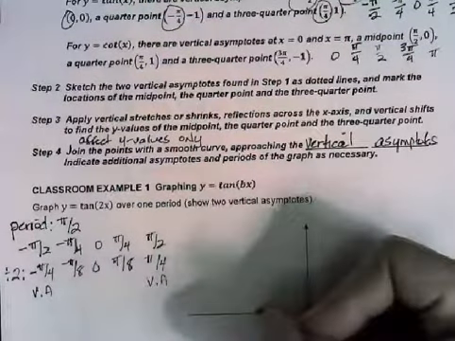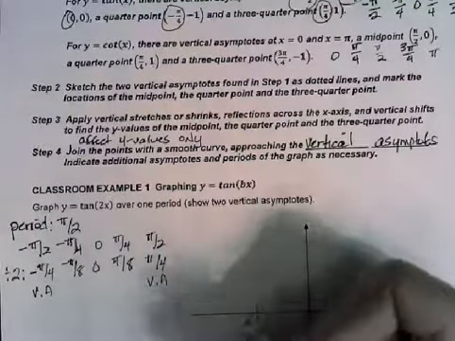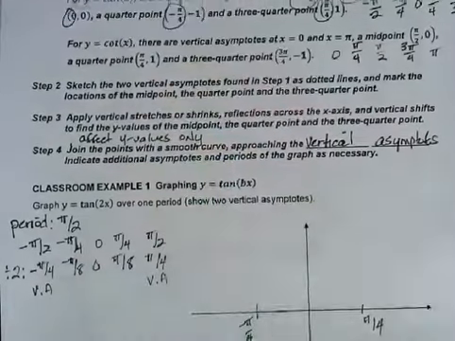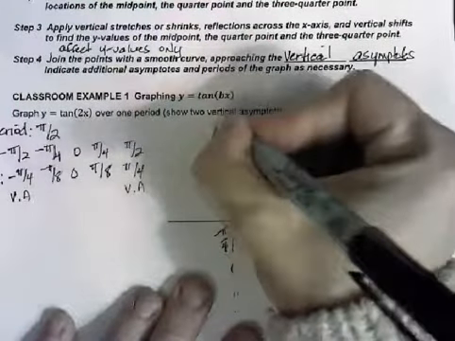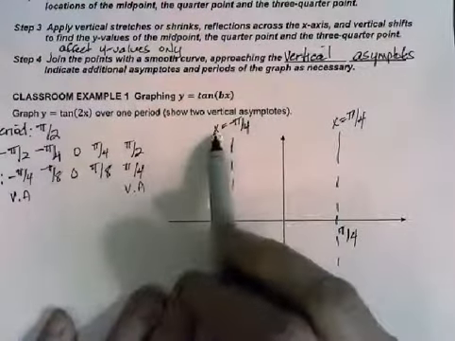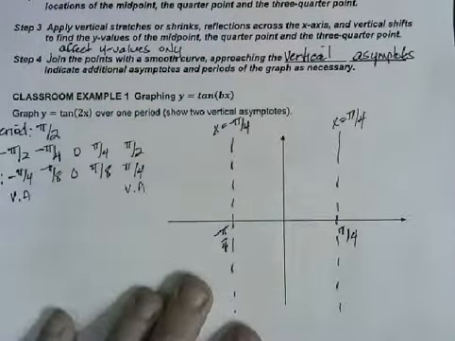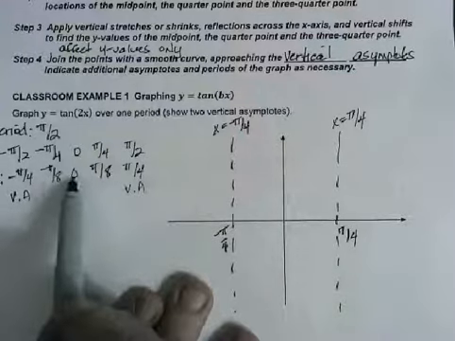So to sketch this, I'm going to draw in my vertical asymptotes at negative pi over 4 and positive pi over 4. And it's good to go ahead and label these. If you're going to label them, write the equation, which means just write the x equals and then the value. Then we've got our midpoint.